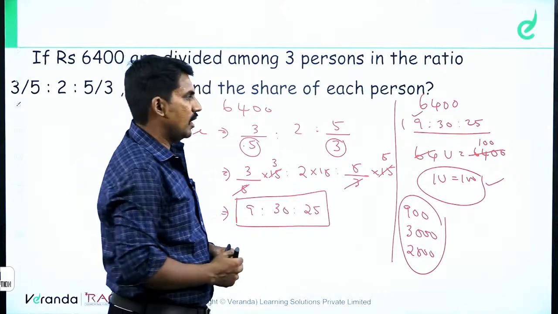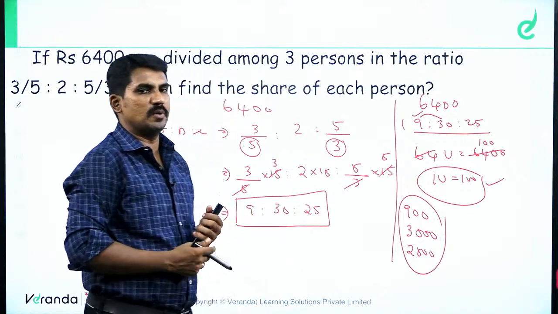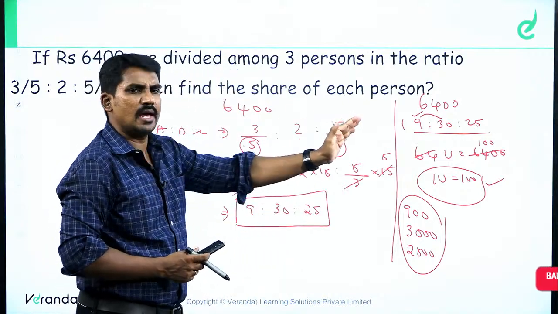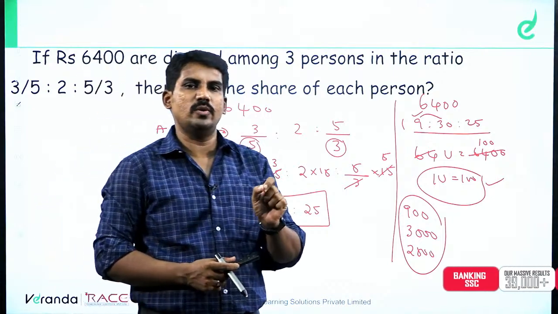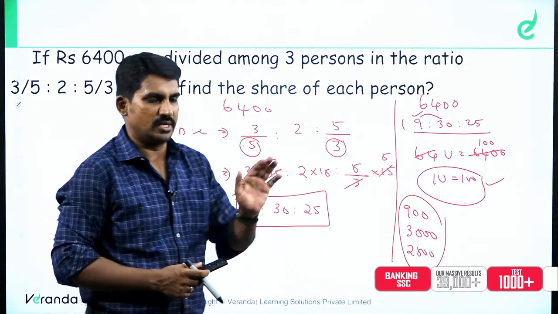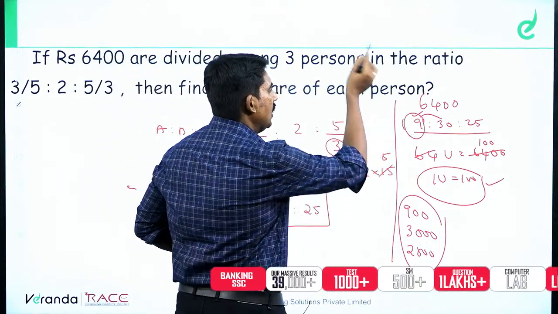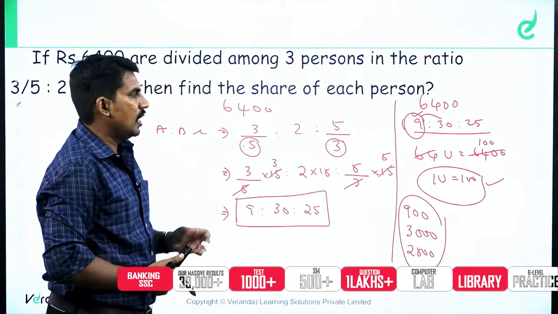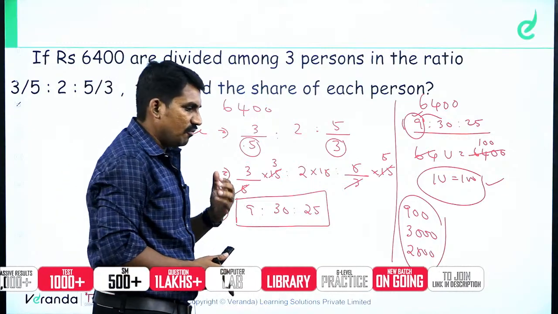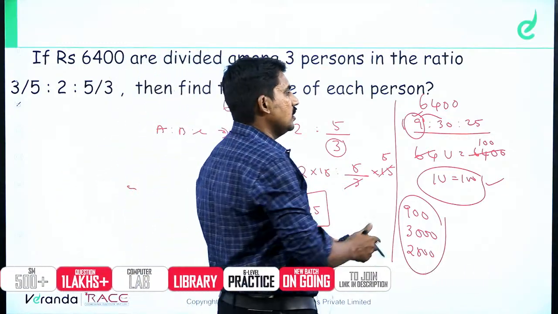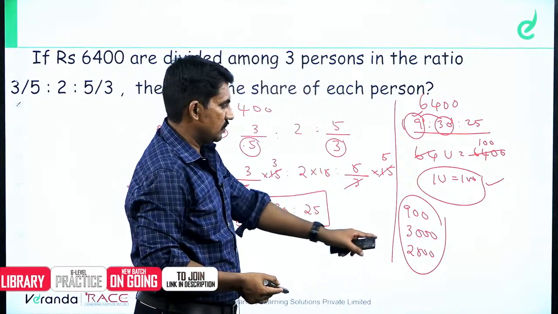Now they may ask, what is the difference between A and B, or the first person and the second person? 9 and 30, what is the difference? 21. 1 unit is 100, so 21 units is 2,100. They may also ask to find the least amount: the lowest is 9 units, 9 into 100, which is 900. Find the highest amount: the highest unit is 30, 30 into 100, which is 3,000. Clear?